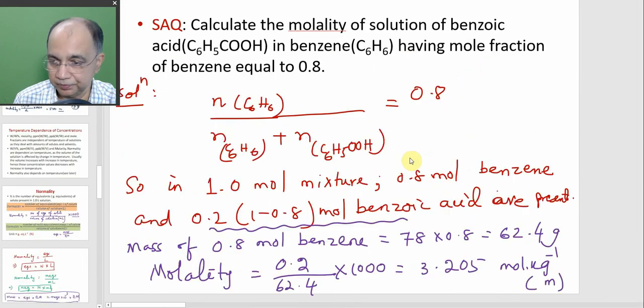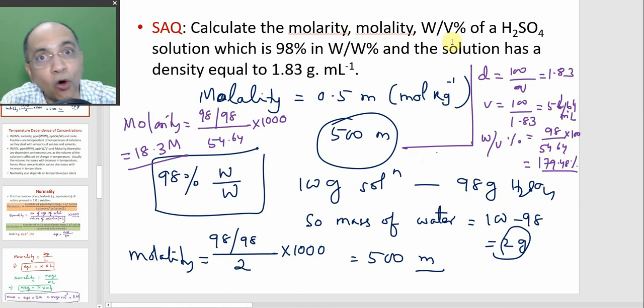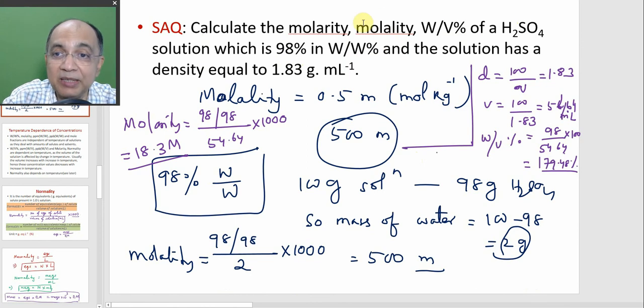This one, you are asked to find the molarity, W by V percent, all the concentrations that we have so far discussed, of a sulfuric acid solution which is 98% W by W. So the data is W by W percent, and you are asked to find W by V and molarity. Of course, the density data has to be there. It is there.